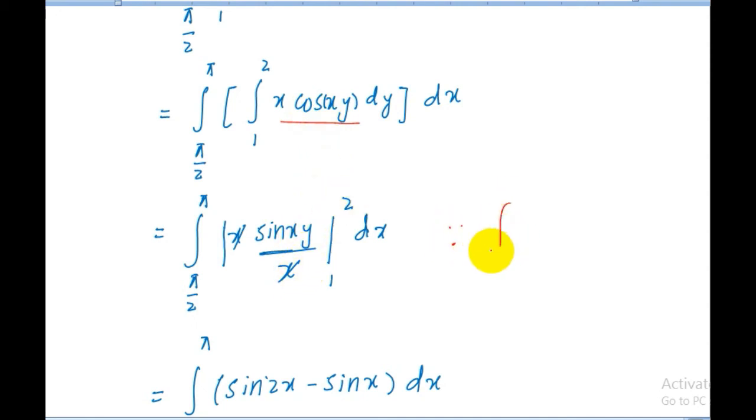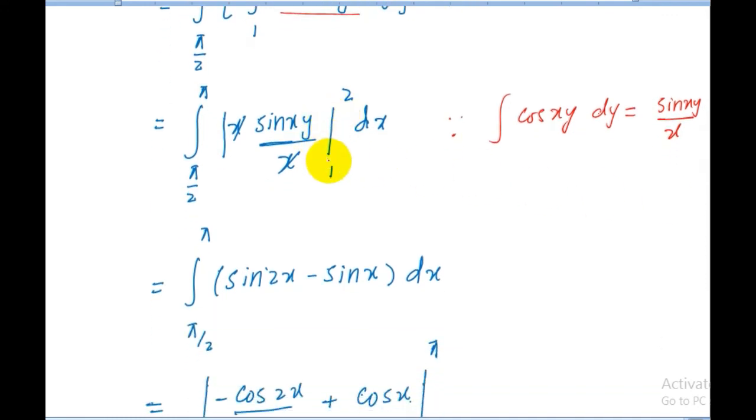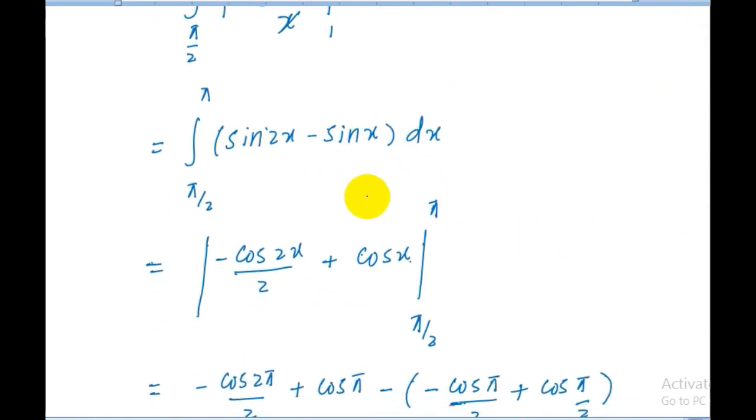Here the reason is integration cos xy dy, we partially integrate with respect to y, so it becomes sin xy upon x. X is cancelled out here, and then we put the limit from 1 to 2, so it becomes sin 2x minus sin x. Now it becomes a function of one variable, integration and definite integral for function of one variable.